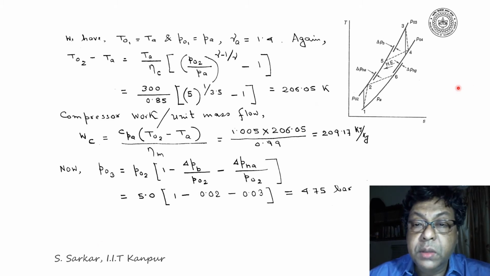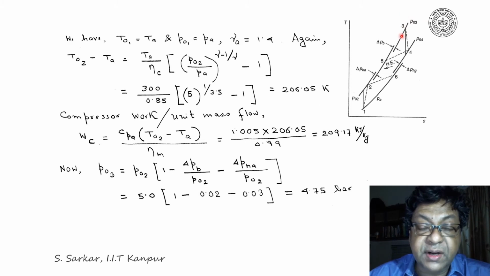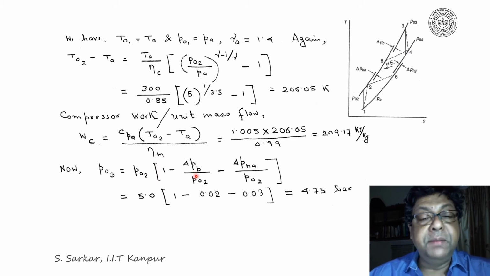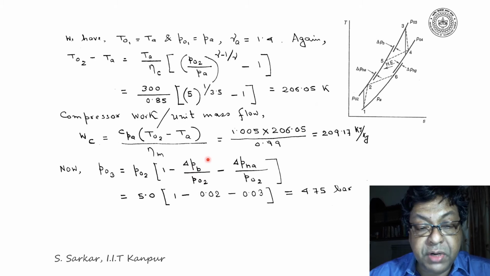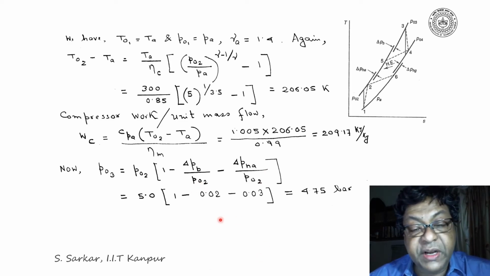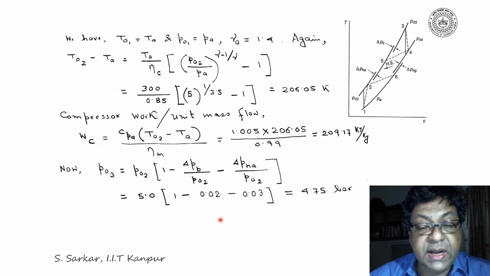Now, look, P03, that is the pressure at inlet to the turbine, can be given by P02 within bracket, 1 minus del PB, the pressure loss in the combustion chamber, divided by P02, minus del PHA divided by P02, that is the loss in the heat exchanger air side. Now one is stated as 2% of P02 and another is stated as 3% of P02. Thus I can write 1 minus 0.02 minus 0.03, multiplied by 5.